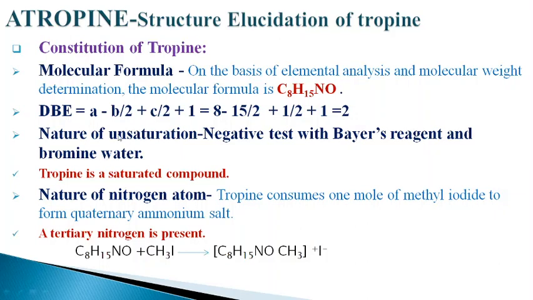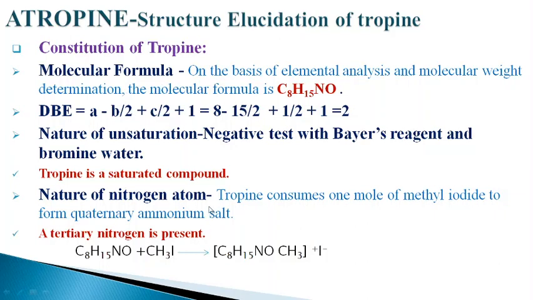The next step is to determine the nature of unsaturation. It is given by the following reactions with Baeyer's reagent and bromine water. For both these reagents, tropine showed a negative test, which means that olefinic double bonds are absent in tropine, and tropine is a saturated molecule. So the double bond equivalence of 2 means 2 rings may be present in tropine.